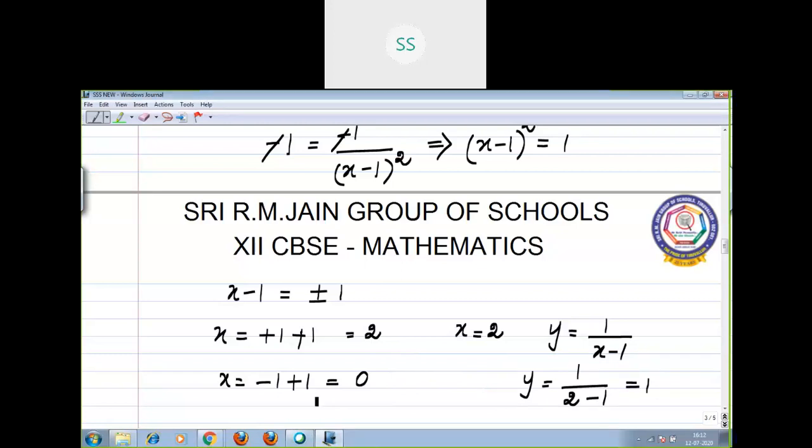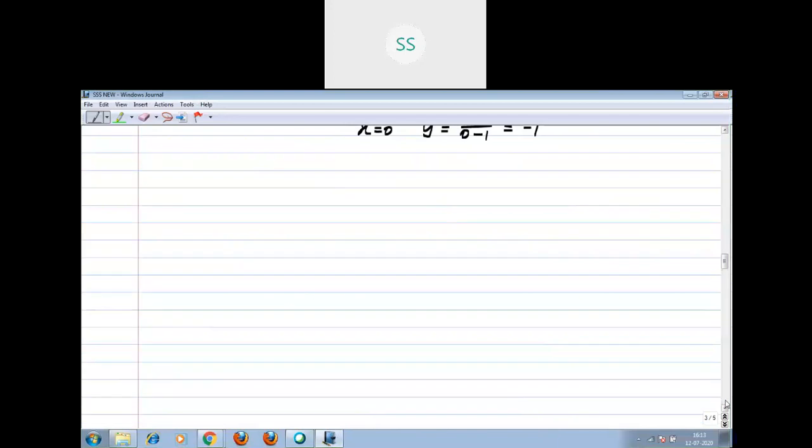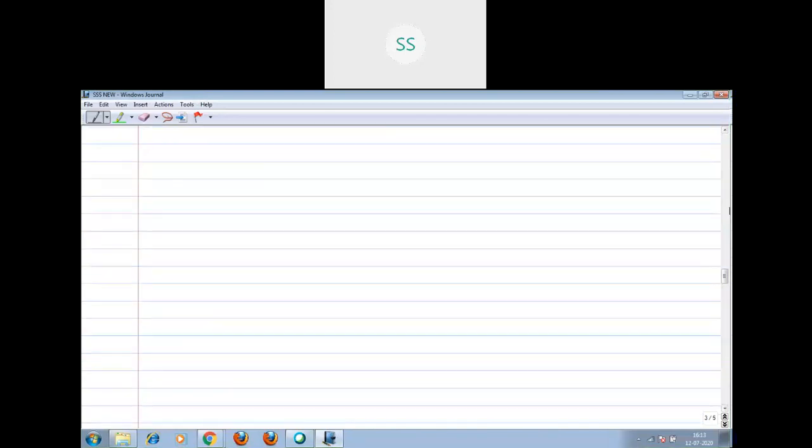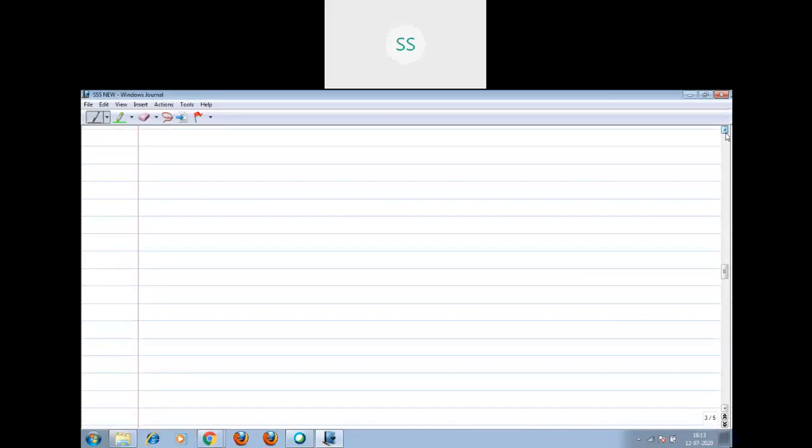Now, when you substitute x is equal to 0, your y is equal to 1 divided by 0 minus 1, which is equal to minus 1.